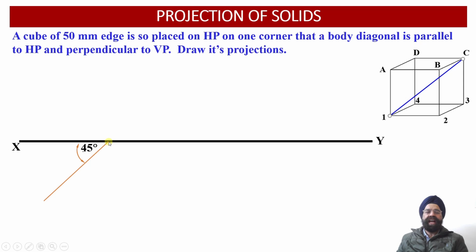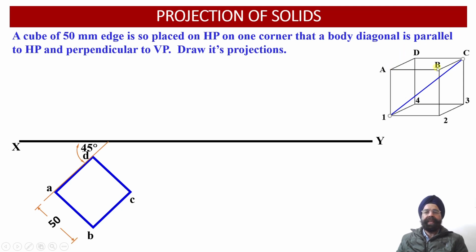So let us start with the construction of the top view projection of this cube onto the horizontal plane, which will be obtained below the XY reference line. Now, once we draw this construction line at an angle of 45 degrees, now the cube edge, we know, is equal to 50 millimeter. So now this cube has been constructed over here having an edge equal to 50 millimeter. And now let us label the four corners of the cube.